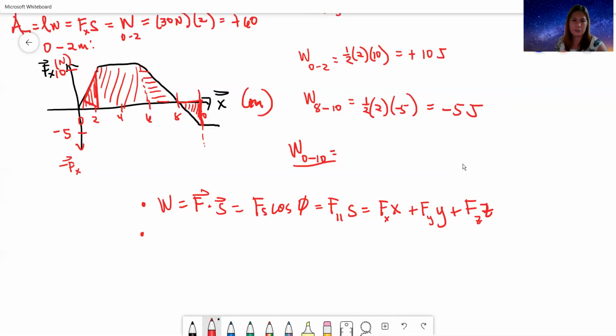Ayan. And then we also say that the work done by a force is equal to the area under the force-position graph. Ayan. That's it. Okay. I rest my case.